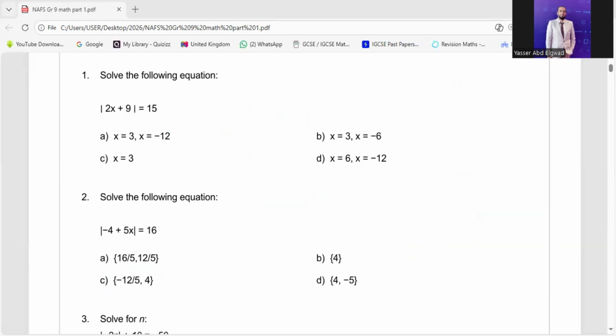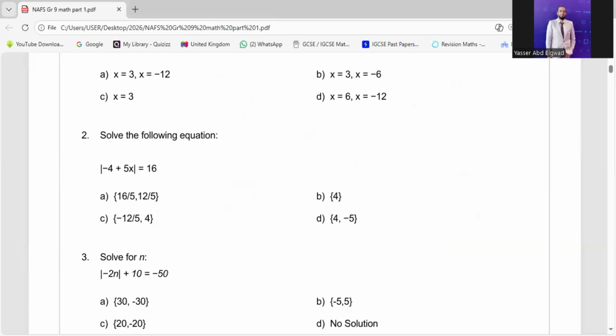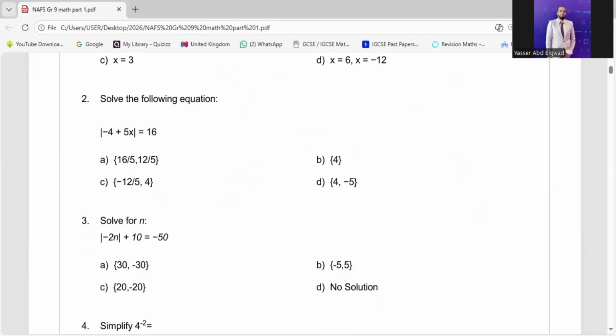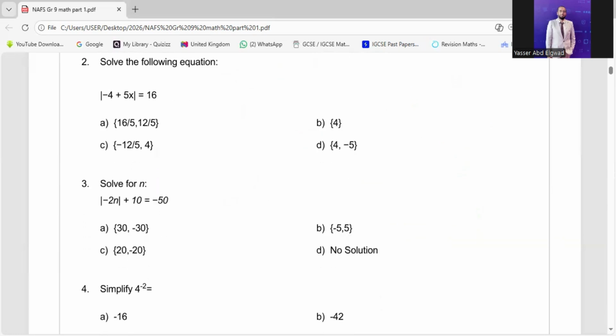The next question, number 3. Solve with absolute value also, because I know this one maybe you didn't take before. I give you more examples to understand what I mean. Here is absolute value of -2n. Take the other side, -50 minus 10. Here we have a little bit tricky. Here is -60 and here is -2n.